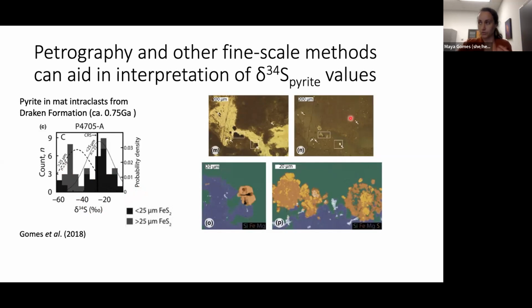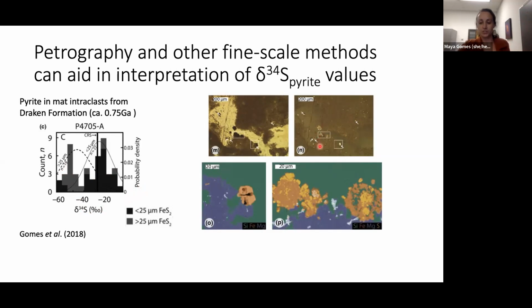So the smaller grains were formed near the surface where there were high rates of sulfate reduction and low fractionations, whereas these larger grains were formed later in a deeper environment that had lower rates of sulfate reduction, higher fractionations, and therefore lower sulfur isotope values.